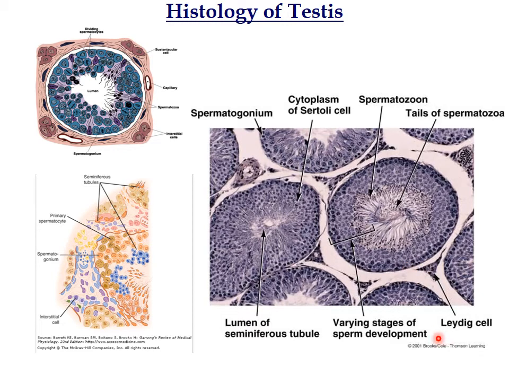So this is one thing you need to be careful about and try to understand. The Leydig cells, the testosterone-producing cells, are not found within the seminiferous tubule. They are outside the seminiferous tubules, and then the testosterone will be crossing this and entering into the interiormost region. So we'll discuss that later.